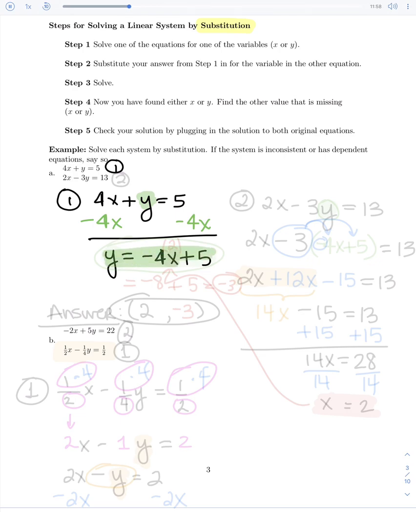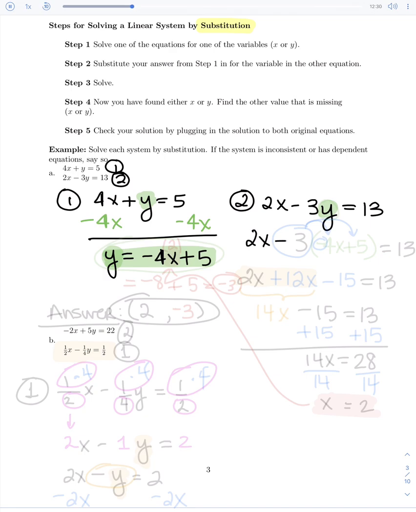Now the question is, what do I do with this? This is why I number my equations, is now I'm going to take what I just came up with for y and plug it into the other equation I haven't used wherever there's a y. So let's copy our equation down that we haven't used. The 2x minus 3y equals 13. And what we'll do is we'll replace that y with what we found in our first step.